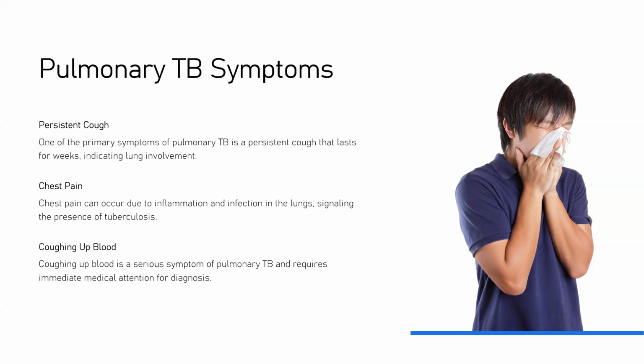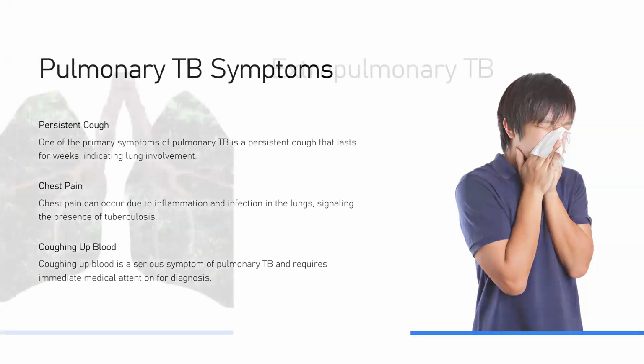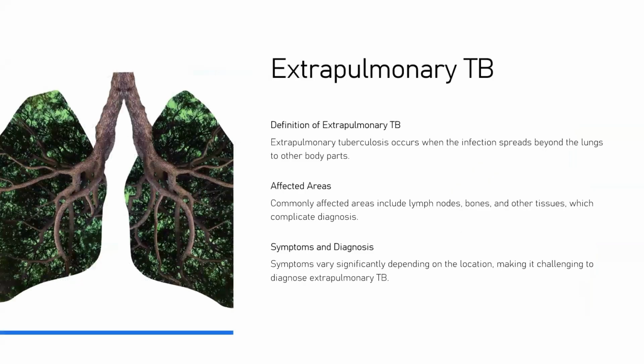Chest pain can occur due to inflammation or infection of the lung, or just because persistent coughing can cause inflammation, signaling the presence of tuberculosis. And in serious cases, there may be coughing of blood, which requires immediate medical attention for diagnosis. And then we have extrapulmonary TB symptoms, or symptoms outside the lung.